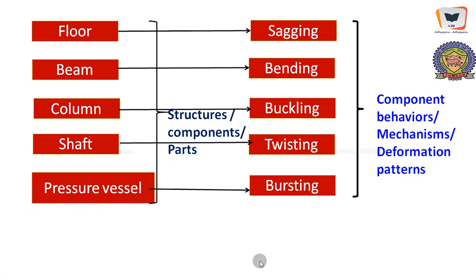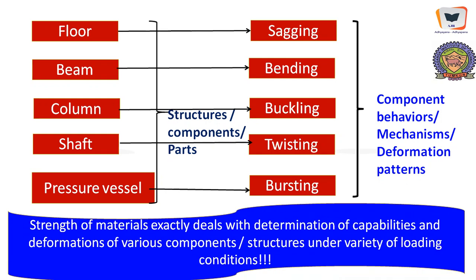Therefore, interestingly, strength of materials is also called mechanics of materials, because there are going to be mechanisms in terms of deformation, and it is also called mechanics of deformable bodies. In a nutshell, strength of materials deals with the determination of capabilities and deformations of various components or structures under a variety of loading conditions.